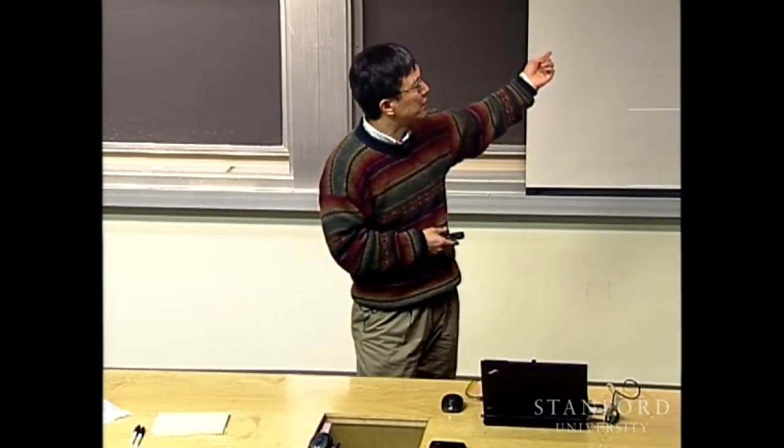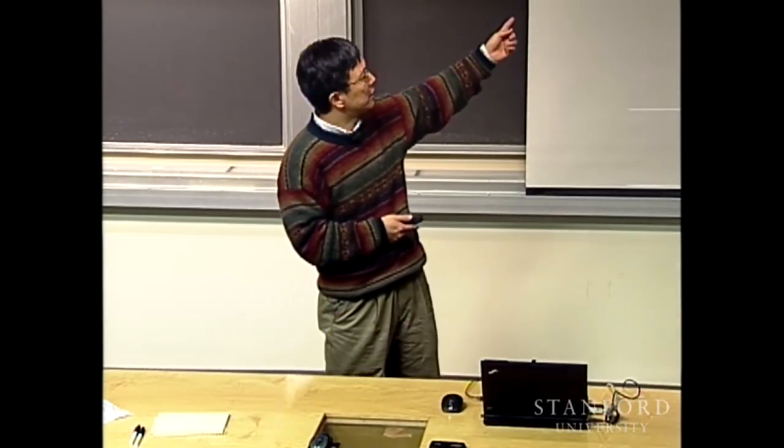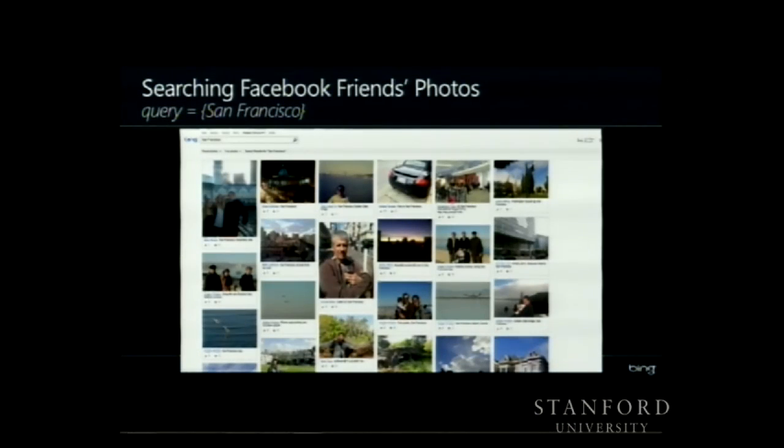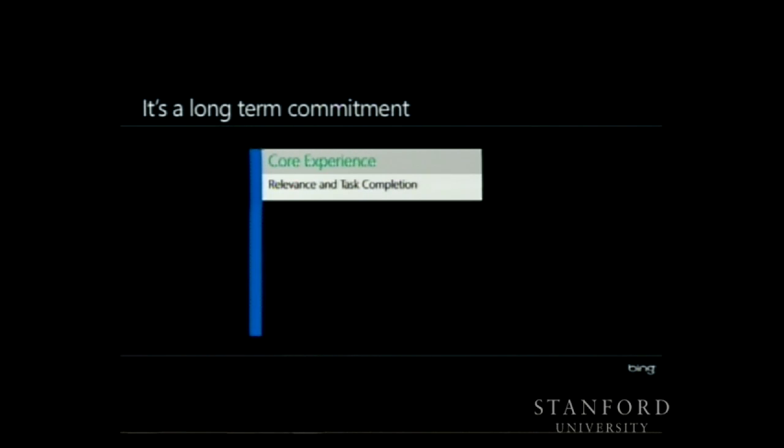So we actually have this Facebook friends photo search here. If you search San Francisco on Bing, like Yuting logged on, Yuting got a lot of people who posted a lot of interesting things about San Francisco. And there are many other examples you can imagine.